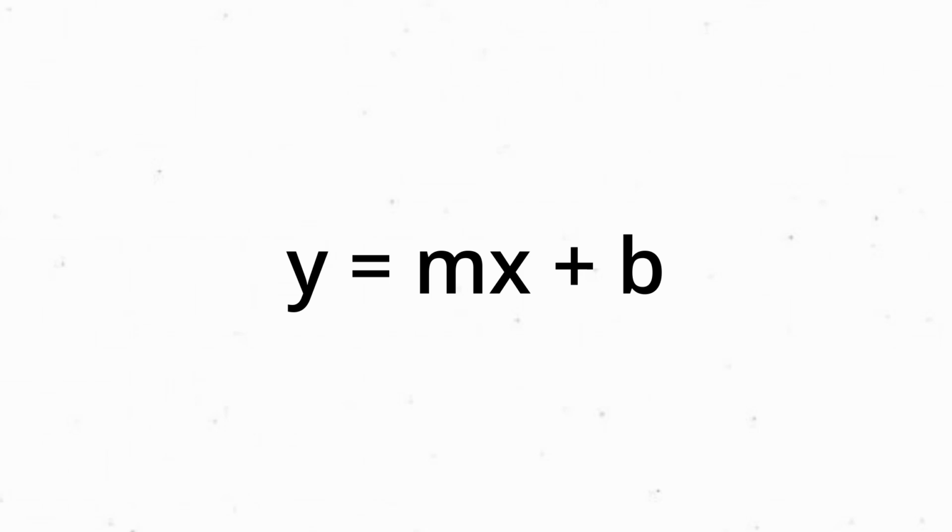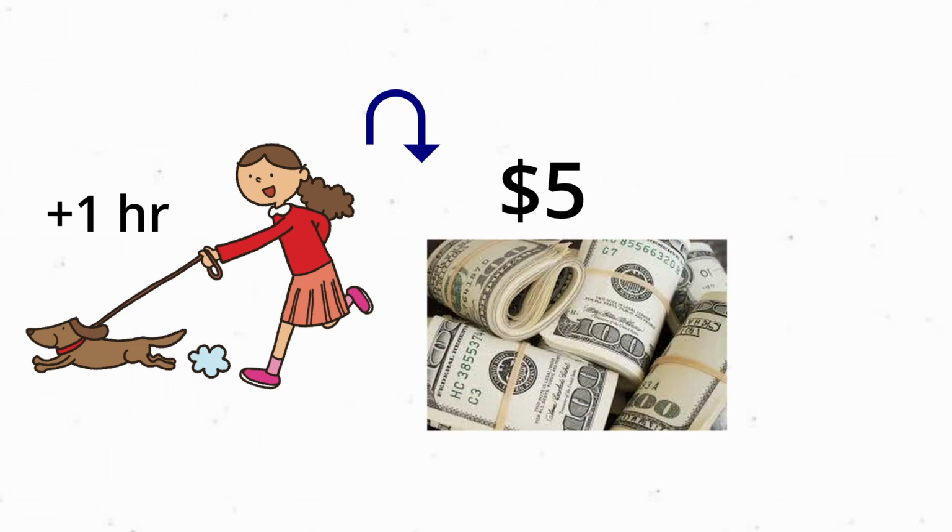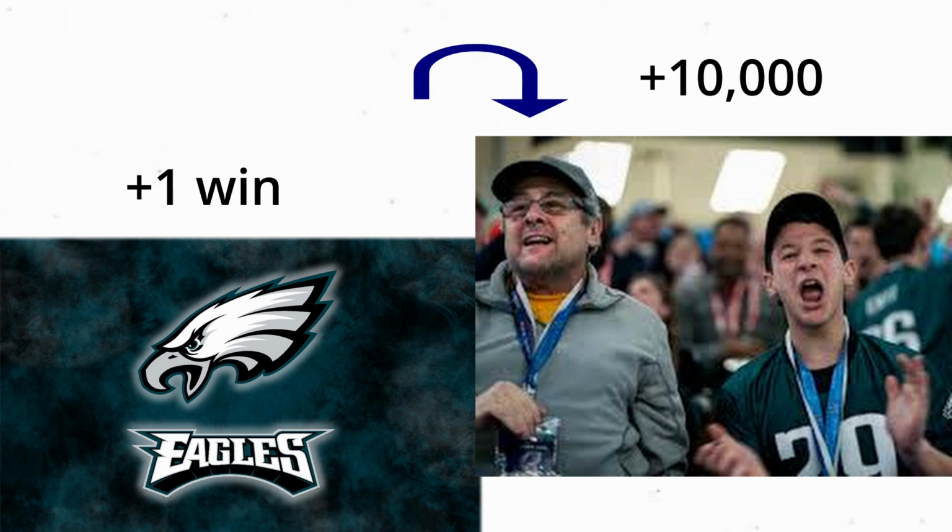The equation for a linear function is y equals mx plus b. In such an equation, the two very important components that will haunt you in your dreams forever, as long as you take a math-related course, are the slope and the y-intercept. The slope describes the predicted amount that the y, the output, would increase for every additional increment of the x, the input. So, for example, for every additional hour you work walking your neighbor's dog, you receive an additional $5 in payment. Or, for each additional win of the Philadelphia Eagles, the predicted number of fans increases by 10,000 people.